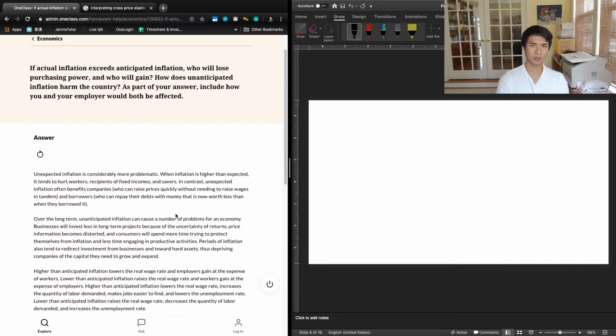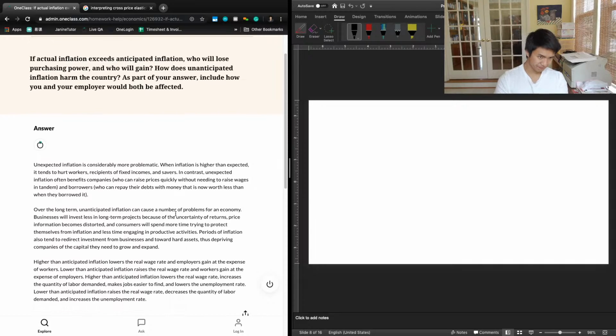Meanwhile, employers will be benefited because they only have to pay out the same nominal wages while they're able to reap larger nominal profits due to higher prices. And so they're benefiting from this high price situation and maintaining a lower real wage rate for paying their employees. So that's how employers and employees are being affected. So let's take a look at what the previous tutor said.